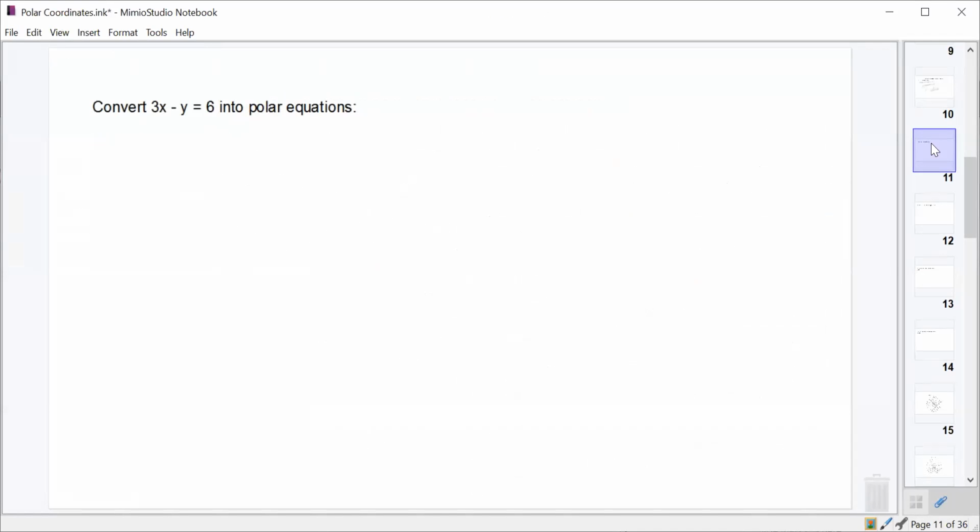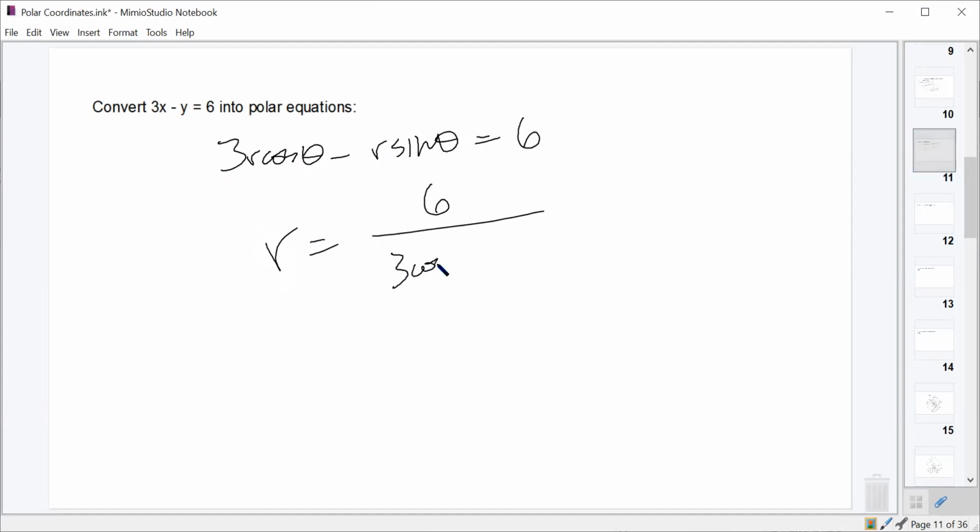All right. Let's do another one. 3x minus y equals 6. You should be able to do that one really quickly. All we're going to do is replace the x's with r cosine theta and the y's with r sine theta. So we're going to have 3r cosine theta minus r sine theta equals 6. Factor out the r's, and you got r equals 6 over 3 cosine theta minus sine theta. And I won't bother to graph that one on Desmos, but hopefully we got the idea there. Good or no?